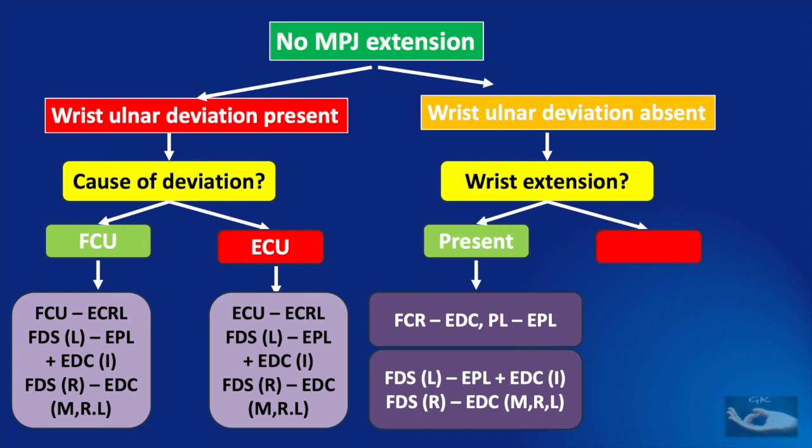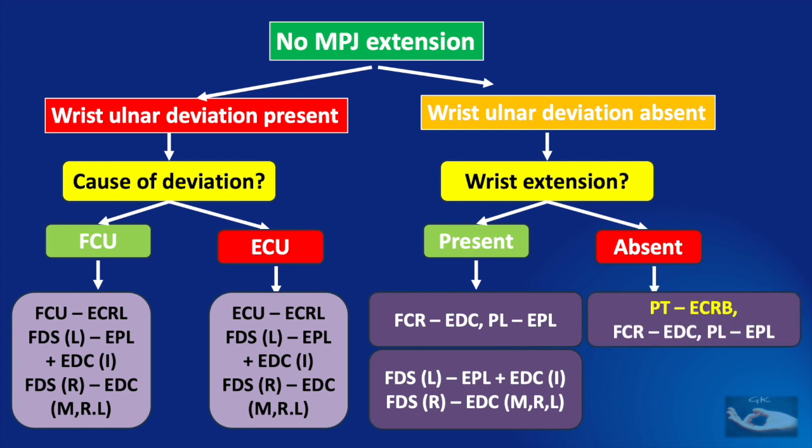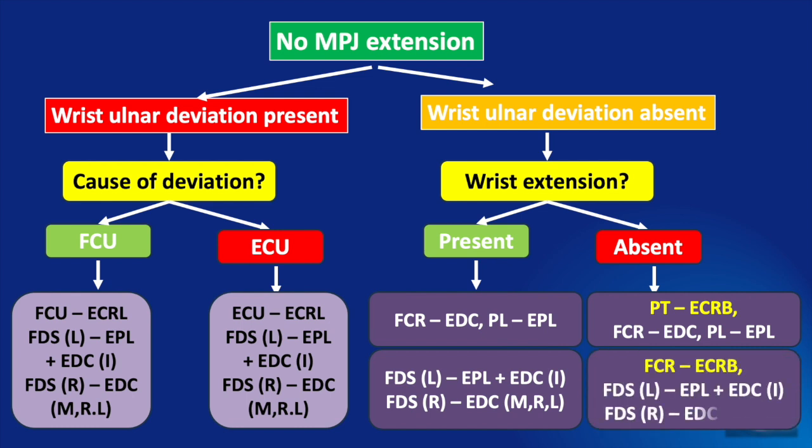If wrist extension is absent, we also need to reconstruct wrist extension. This can be done using the pronator teres, which is transferred to the extensor carpi radialis brevis, or the flexor carpi radialis, which can be transferred to the extensor carpi radialis brevis. The extensors of the fingers and thumb can be done as already discussed.